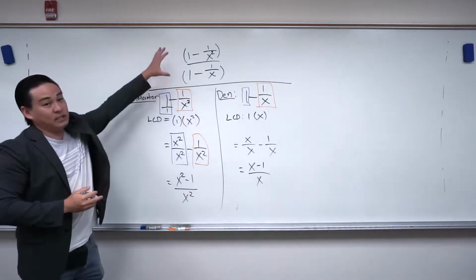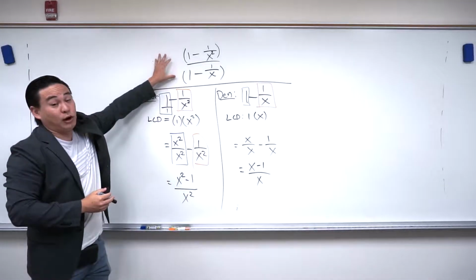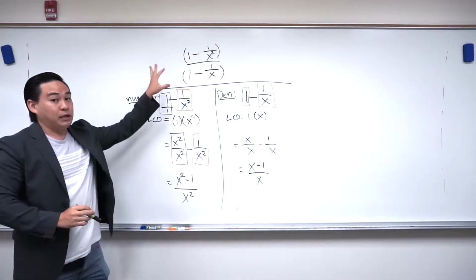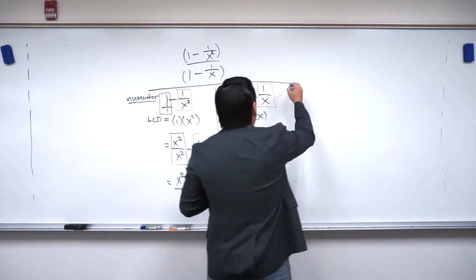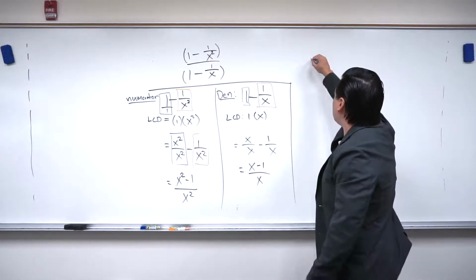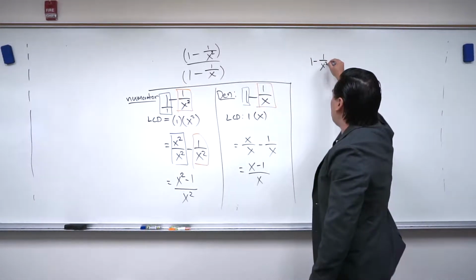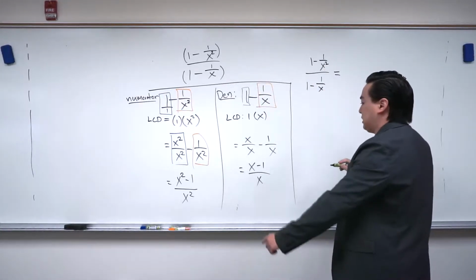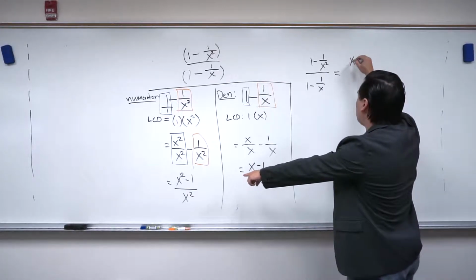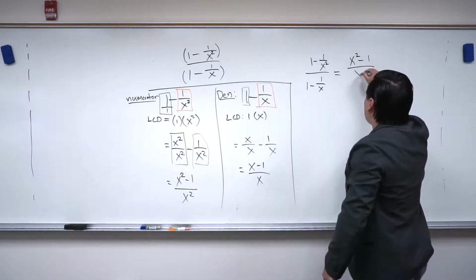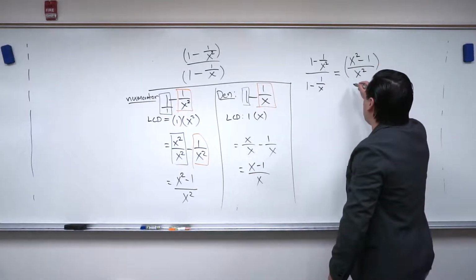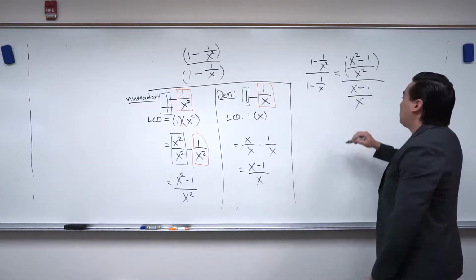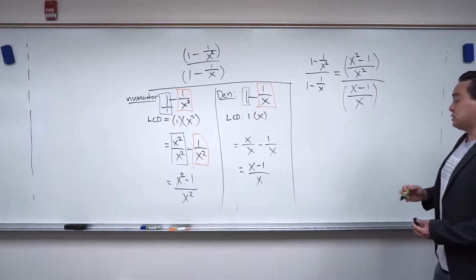But we actually haven't done anything with our actual problem yet. So what we need to do is take the items that we found and plug them back in. So what we have is the 1 minus 1 over x squared divided by 1 minus 1 over x is actually equal to the top, this is the first parentheses, divided by the bottom, that was the second parenthesis.